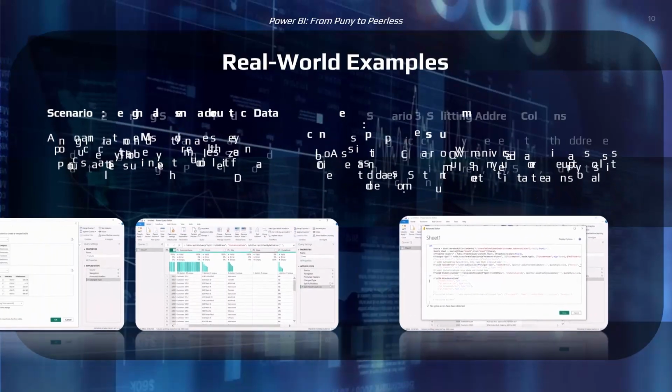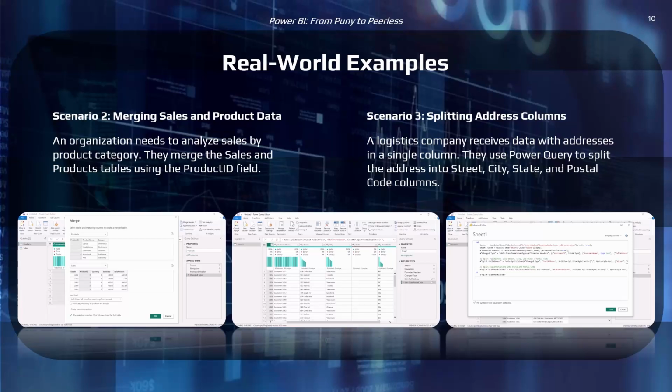Scenario 2. Merging sales and product data. An organization needs to analyze sales by product category. They merge the sales and products tables using the product ID field. Scenario 3. Splitting address columns. A logistics company receives data with addresses in a single column. They use Power Query to split the address into street, city, state, and postal code columns.